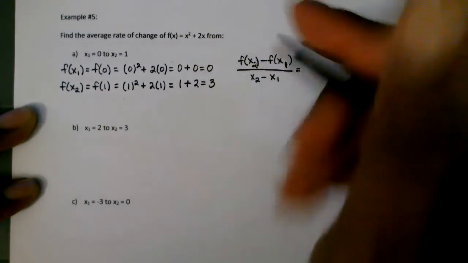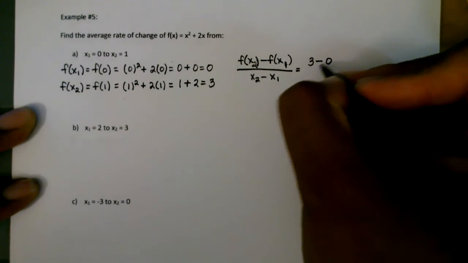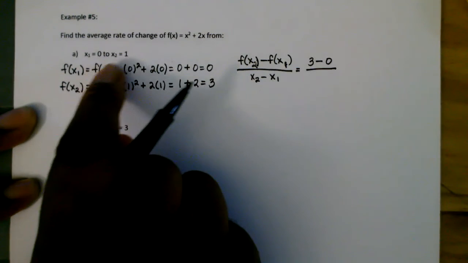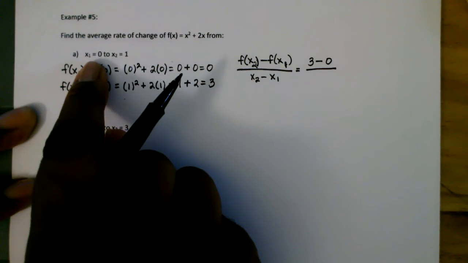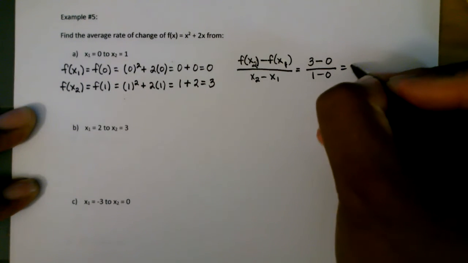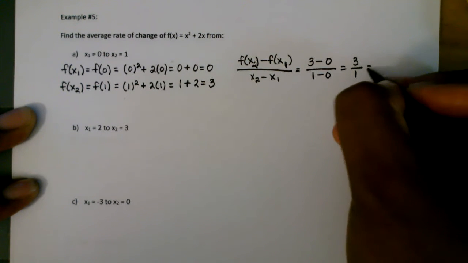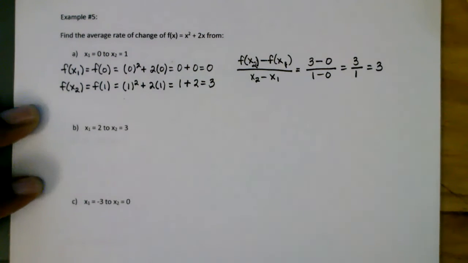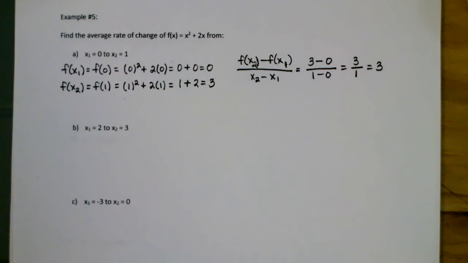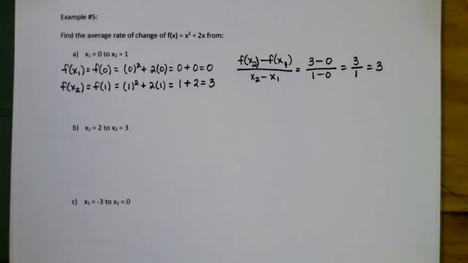f of x2 is 3, minus f of x1 is 0, divided by x2 minus x1, 1 minus 0. 3 minus 0 is 3, 1 minus 0 is 1, 3 divided by 1 is 3. So the average rate of change for this given function is going to be 3.